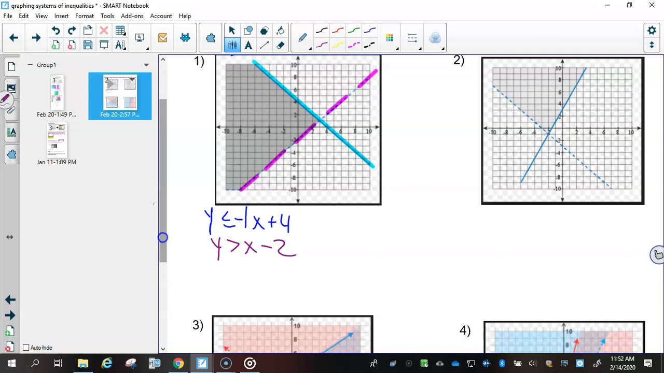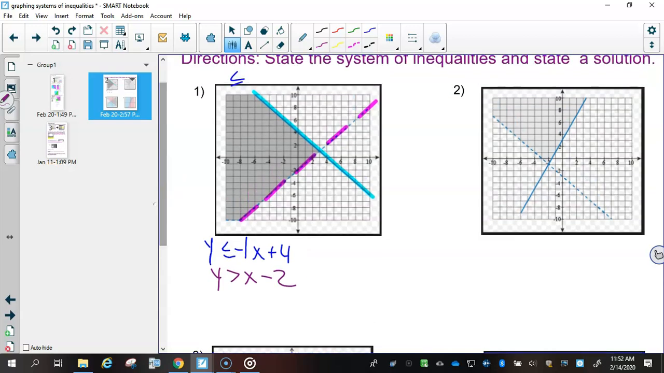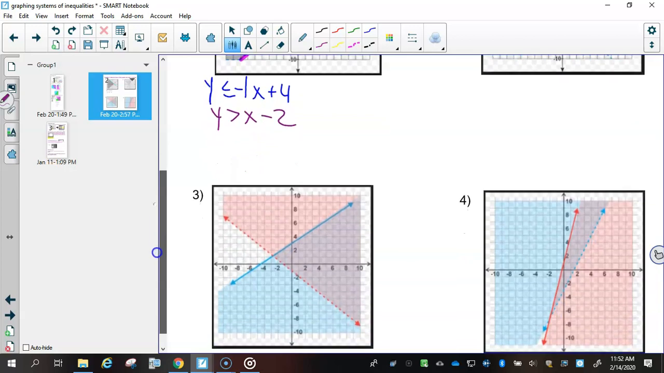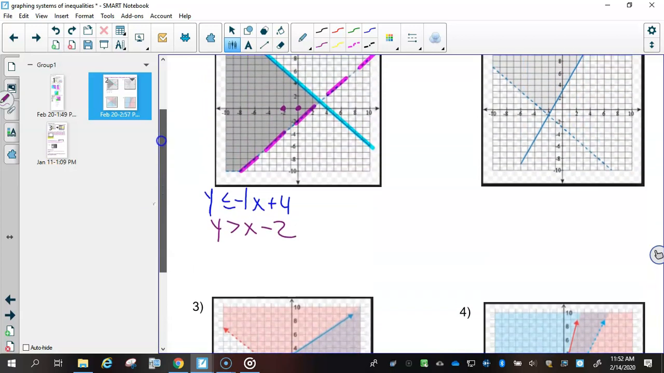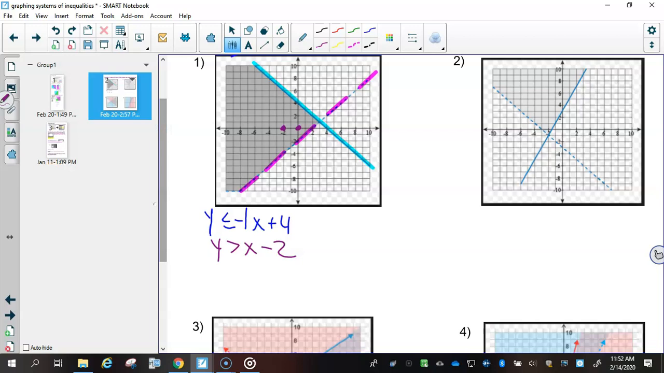You've now created your system. Give me one solution that would fall in your solution area. 0, 0. 0, 0, negative 2, what? Negative 2, 0. You could name me a bunch. As long as it falls in the area where they both overlap, that's fine. If you cannot see the shaded on any of these, just make sure you copied that down. Yes. So in 1 and 2, they've basically taken out the others, like the original for one and the original for the other. They just put the overlap. But for 3 and 4, you can see both.